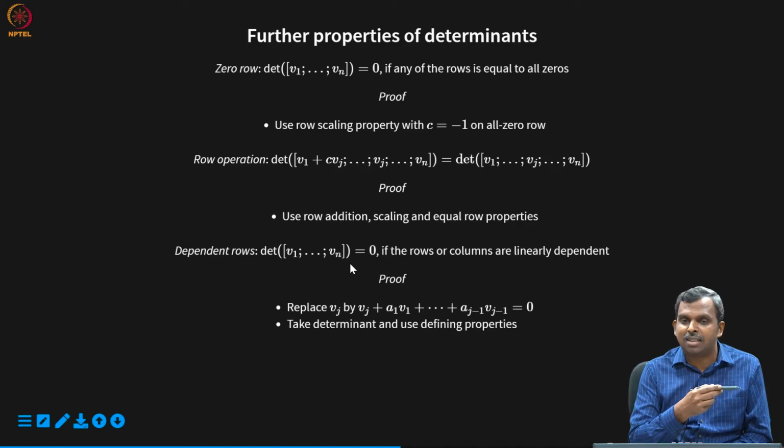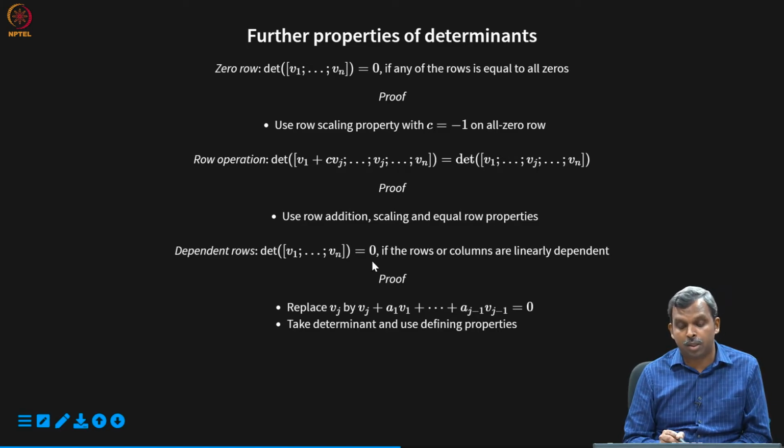This function, which has the simple properties of row scaling, row linearity, two rows being equal gives 0, and determinant of identity is 1. Just those 4 properties make sure that if the rows of the matrix are linearly dependent, then the determinant will end up being 0. So how do you do it? It's not very hard. You use your linear dependence lemma. You know that Vj is in the span of the previous V's, and you put out a linear relationship. You replace Vj by this combination, and then you evaluate this determinant.